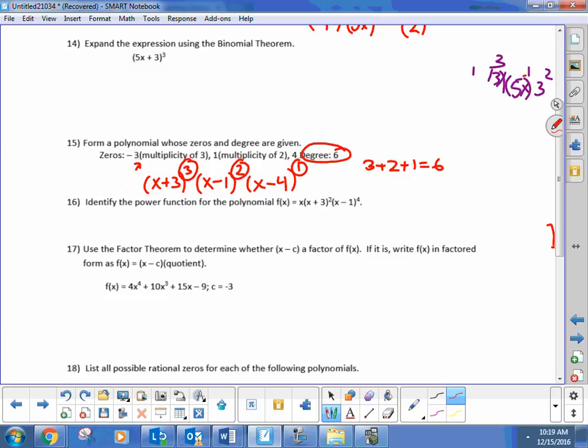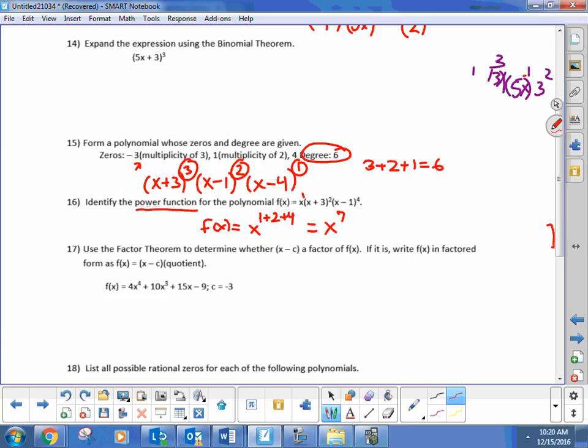So when it asks to identify, and this is important, the power function, something like a parent function, is just a quick way to tell the end behavior. Now this is 1, that's 2, that's 4. So that's how you discover what the power function is. Like in this case, take x and you add 1, 2, and 4. And the power function then is guaranteed to be 7. So this polynomial is going to have a lot of the same end behavior as x to the 7.